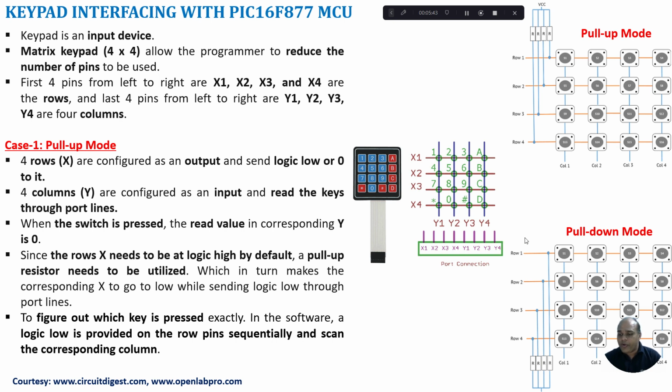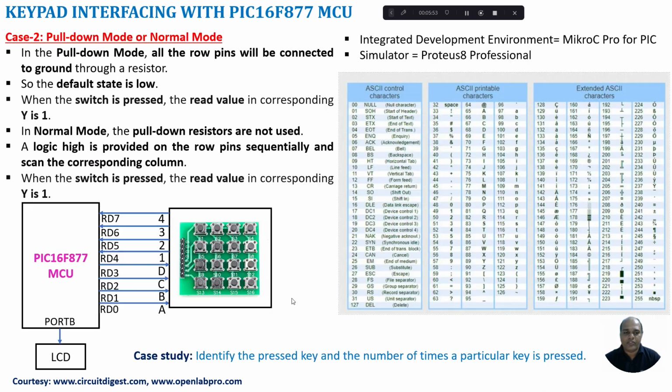So from the rows, the microcontroller will try to send a logic high. Whenever a switch is pressed, the corresponding column will read a logic high value. So that is what happens in your pull down mode. The default state in pull down mode is low. Whenever the switch is pressed, the read value in the corresponding column is 1.